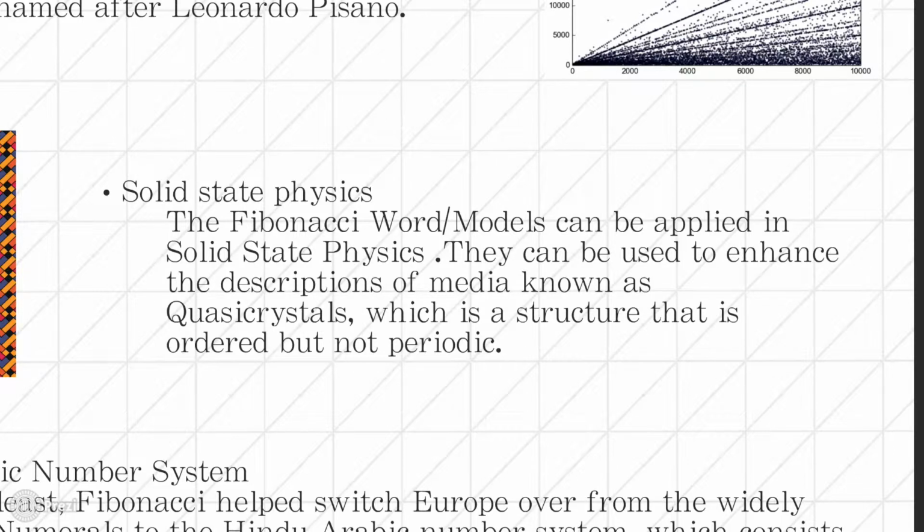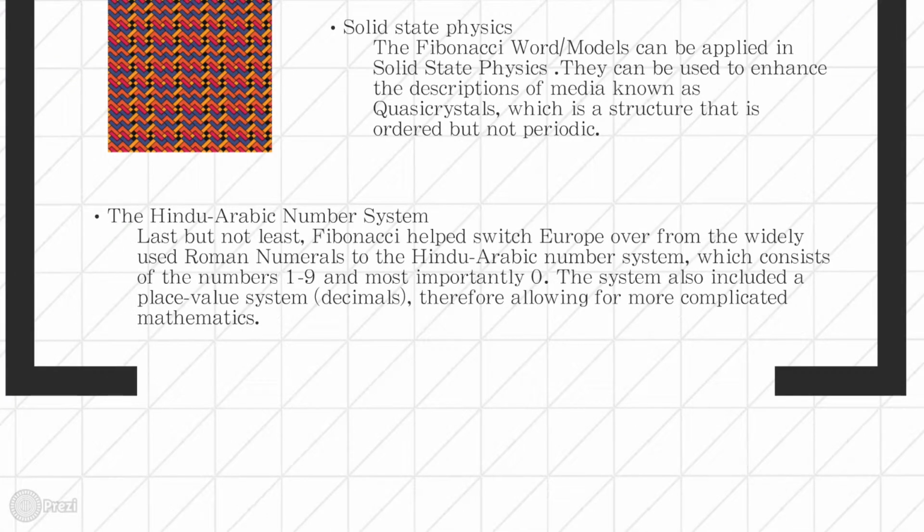but not periodic. Last but not least, Fibonacci helped switch Europe over from the widely used Roman numerals to the Hindu-Arabic number system, which consists of the numbers 1 to 9 and most importantly 0. The system also included a place value system, or decimals, therefore allowing for more complicated mathematics.